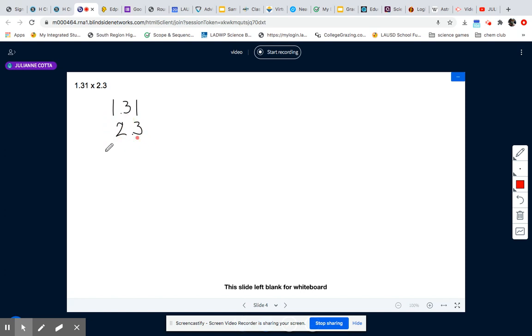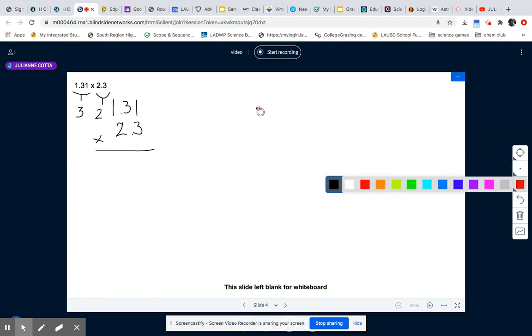what you want to look at when you're multiplying out is how many significant digits does each have. So this one right here, 1.31 has 3 significant digits. And right here, 2.3 has only 2 significant digits. So we use whatever number is less. So the number that is less is 2.3. It only has 2 significant digits.